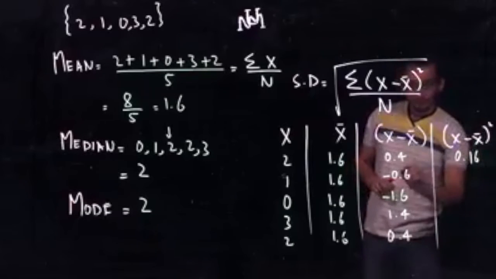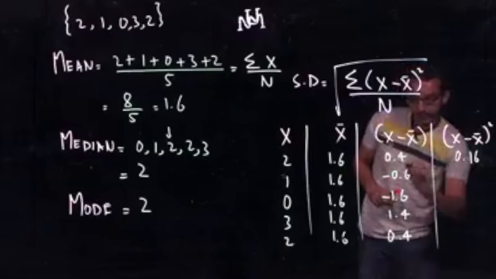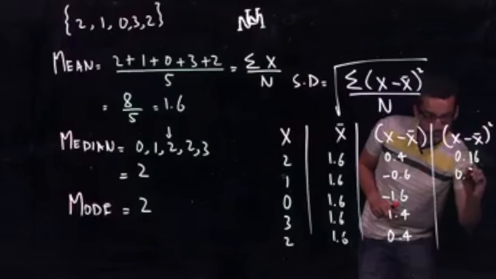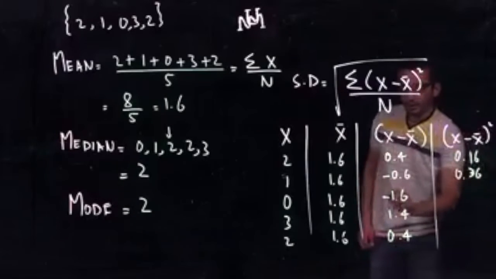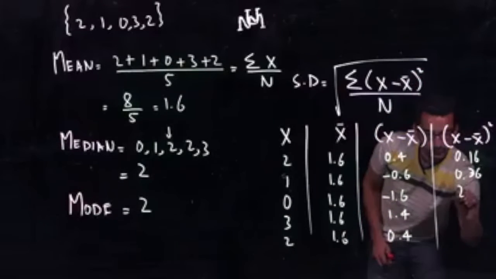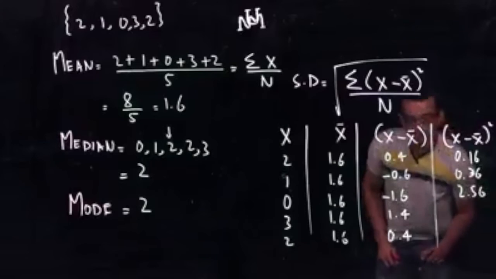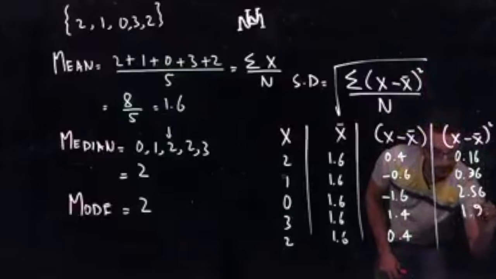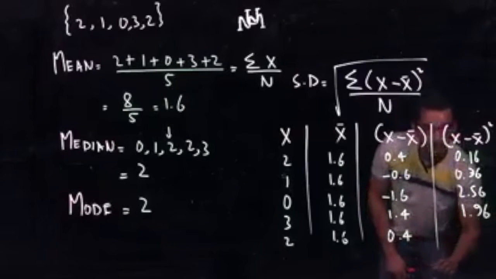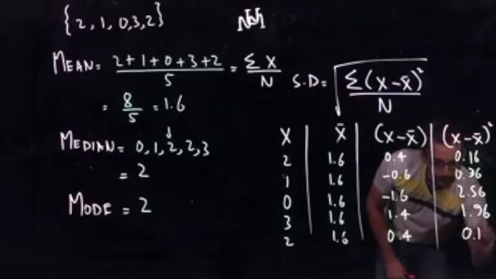0.16. The square of negative 0.6 is 0.36. The square of negative 1.6 is 2.56. The square of 1.4 is 1.96, and the square of 0.4 is 0.16.